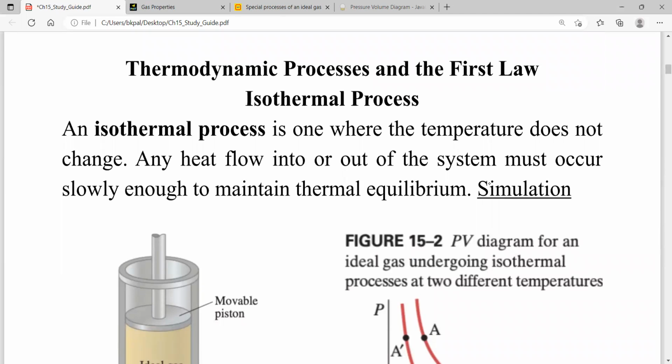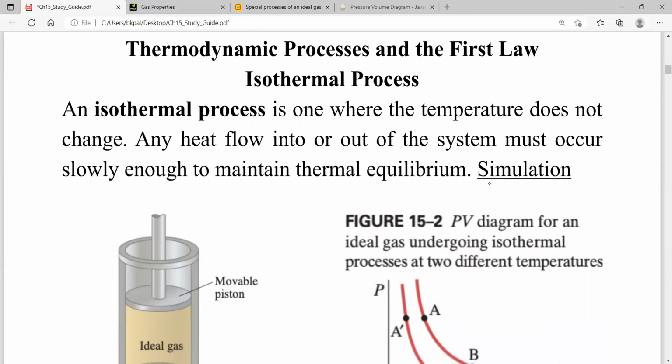The next thing I'm going to talk about is some thermodynamic processes. There are 4 thermodynamic processes we are going to learn. The first one is the isothermal process, then the adiabatic process, then isobaric, and then isovolumetric processes. So these 4 processes you are going to learn today. So what is the isothermal process? An isothermal process is one where the temperature does not change. So ΔT is equal to 0.